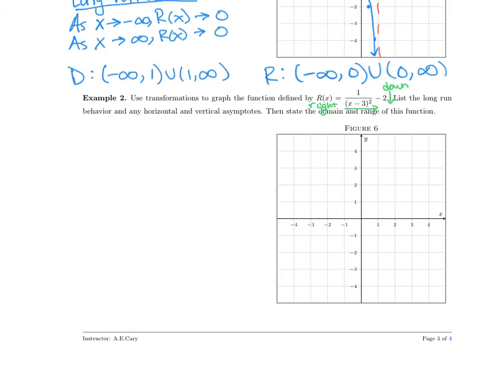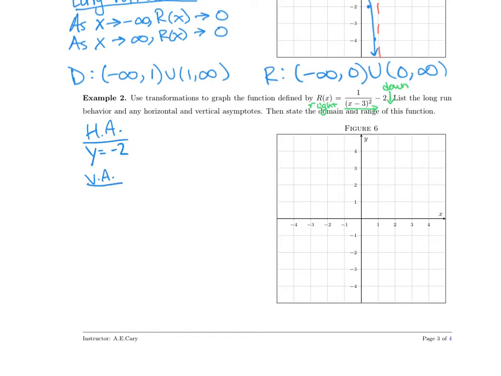So if I want to go through and find my asymptotes, my horizontal asymptote is going to come from any shift up or down, and I see that we've been shifted down 2. So instead of having a horizontal asymptote at y is equal to 0, it's now going to be at y is equal to negative 2.